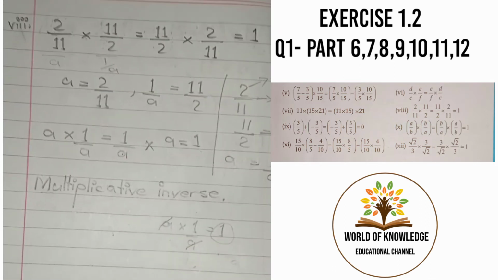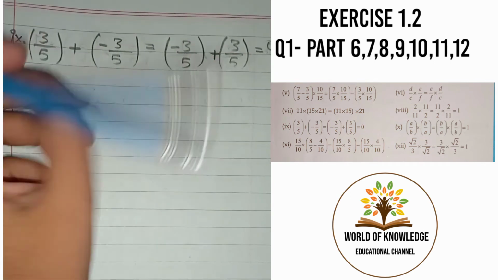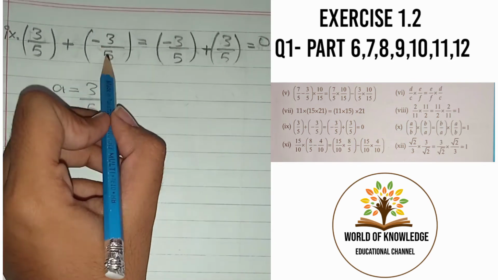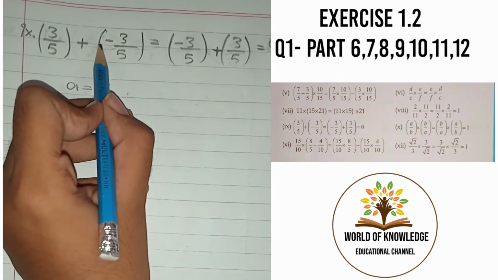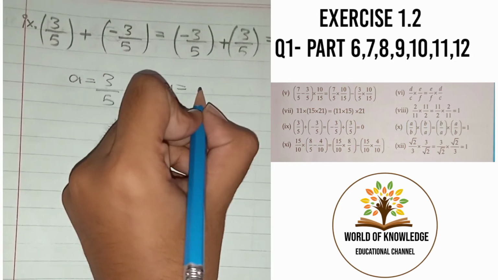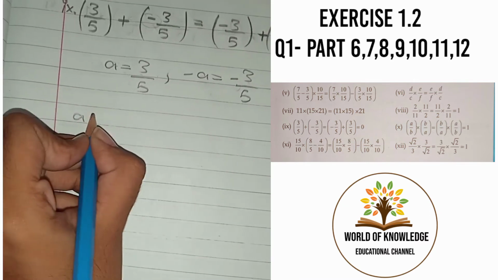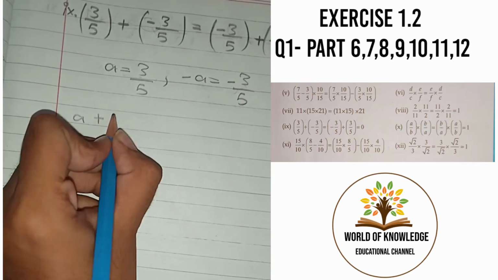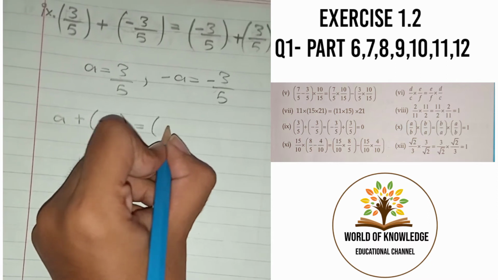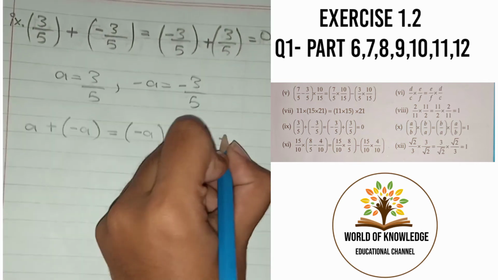So let's move to part 9. In part 9 we do the same work. We take a equals 3 upon 5 and minus a equals minus 3 upon 5. Why minus a? Because both values are the same, the difference is only the minus sign, so we take minus a equals minus 3 upon 5, and positive a equals positive 3 upon 5. Put positive a in place of 3 upon 5, plus bracket minus a in place of minus 3 upon 5, then a plus minus a equals 0.